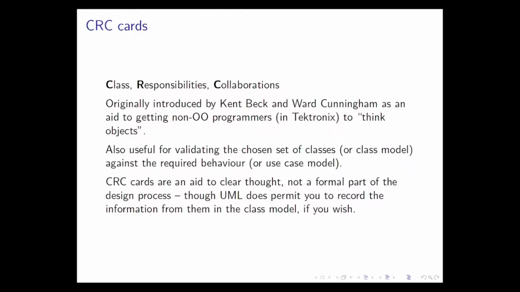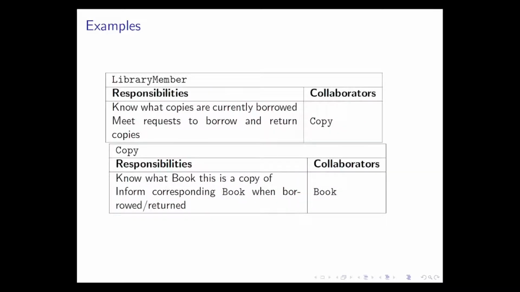CRC cards can also be useful for validating the chosen set of classes, the class model, against the required behaviour, for example the use case model. Again, they're not a formal part of UML. In fact, they're best thought of as not being formal at all. You probably don't want to preserve the CRC cards themselves as part of your living model that gets passed down through the whole development. As with robustness analysis, I think you probably want to think of CRC cards as being a means to an end. You can, if you wish, record the information from your CRC cards in the class model, but we typically won't.